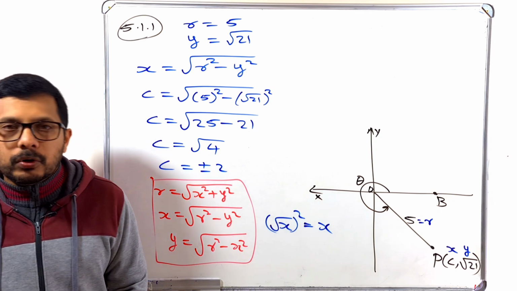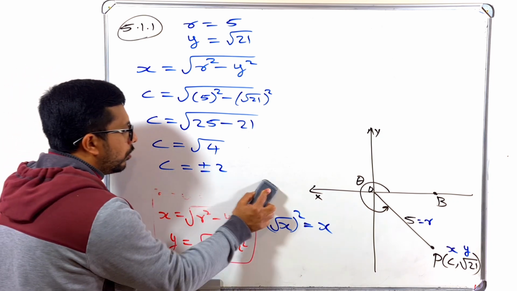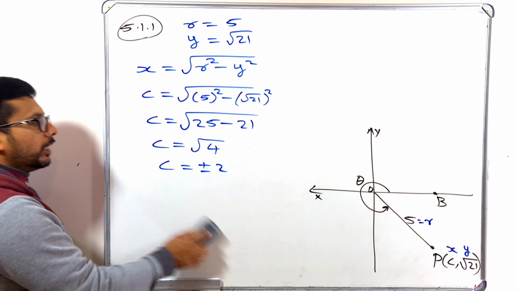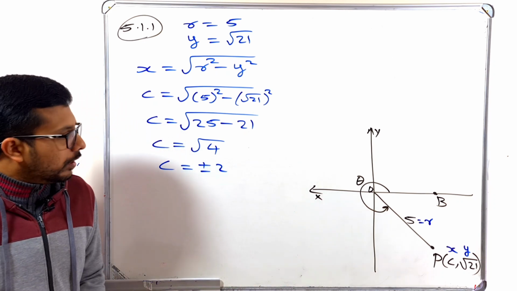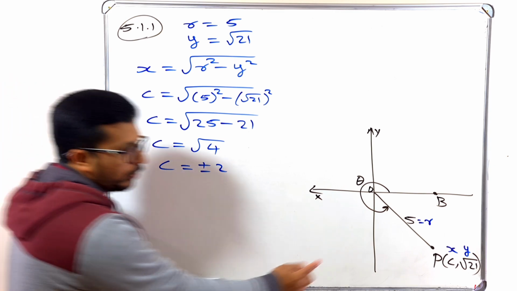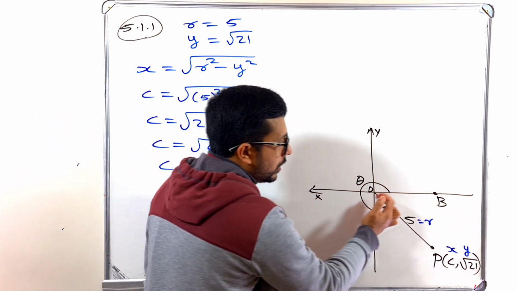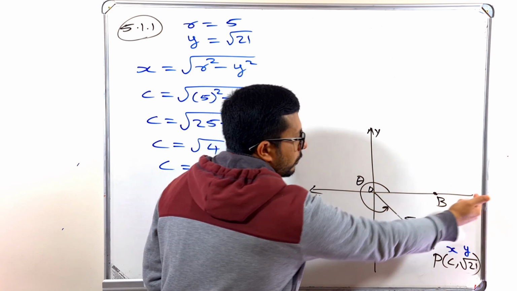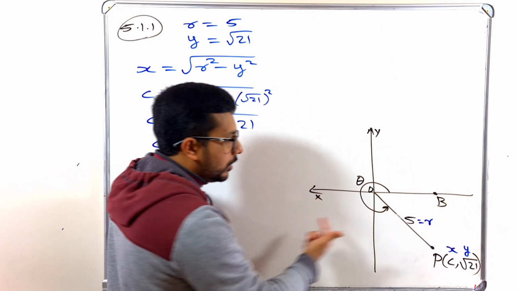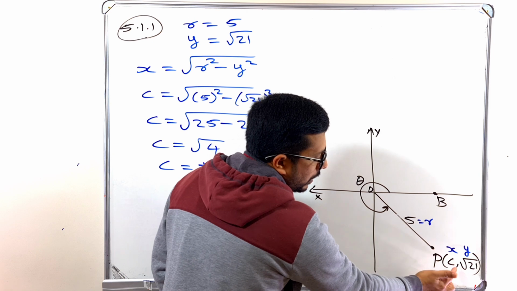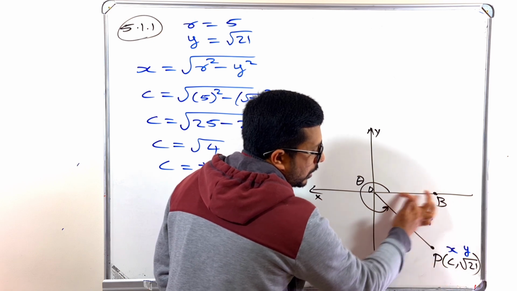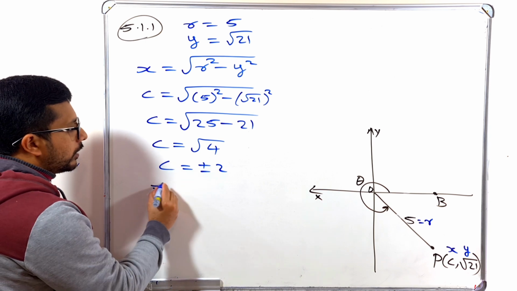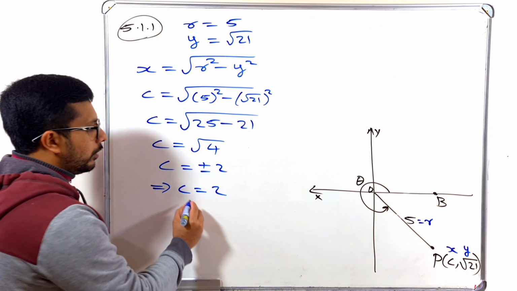Root of 4 means two values, either plus 2 or minus 2. So you have to specify which one. You can't just leave it like that. Here this C stands for the X value. Is it positive or negative? Of course it is positive, because the X value is positive on this side and negative on the other side. So this C, or X value, is on the positive side. So which X value do you take? Plus 2.